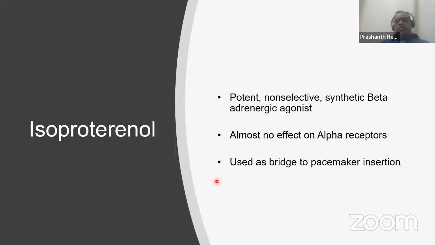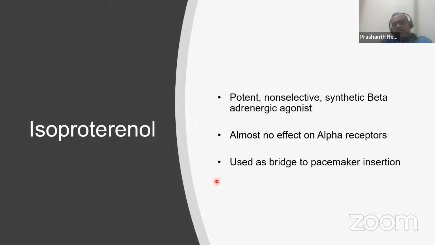Isoprenaline is a potent non-selective sympathetic beta adrenergic agent. It has action only on beta 1 and beta 2 receptors. It does not have any action on alpha receptors. So it can only be used as an inotropic and chronotropic agent, and it is much more potent compared to epinephrine, almost more than 100 times as potent as adrenaline. At very low doses, it causes significant inotropy and chronotropy, and a slight increase in dose can lead to malignant ventricular arrhythmias. So it is not very commonly used.